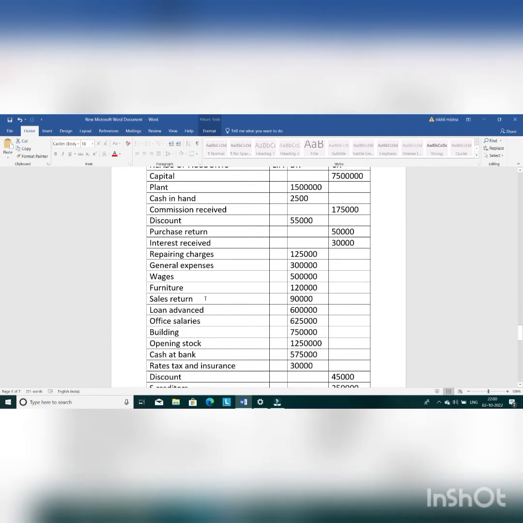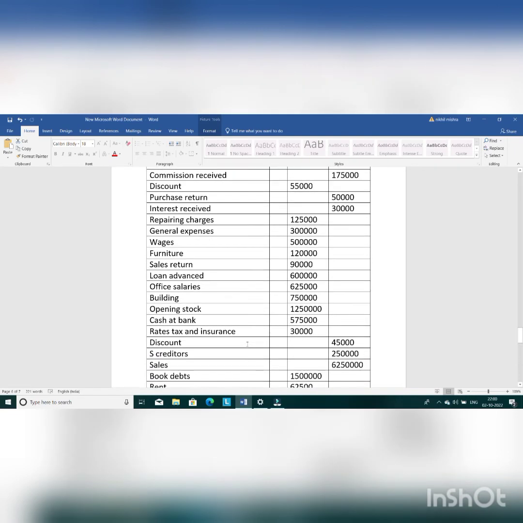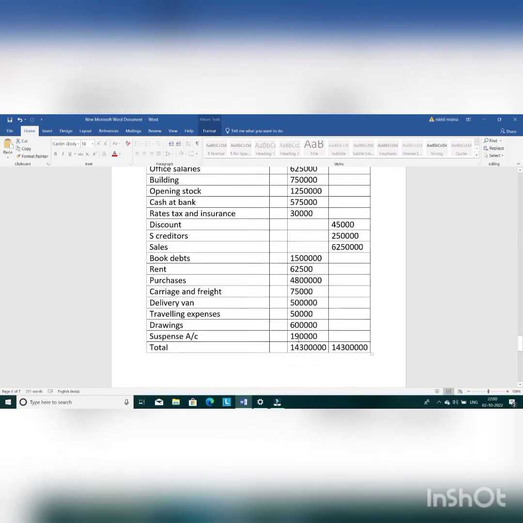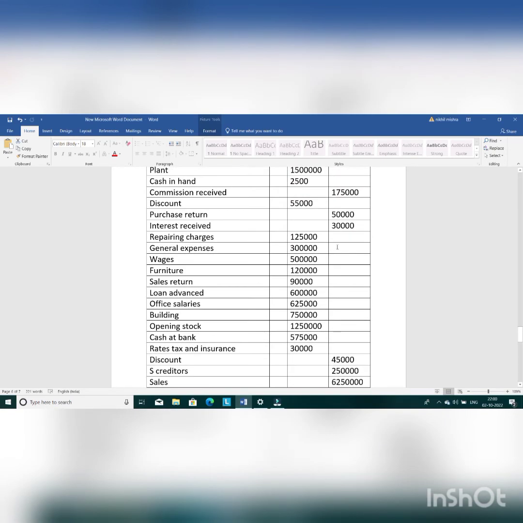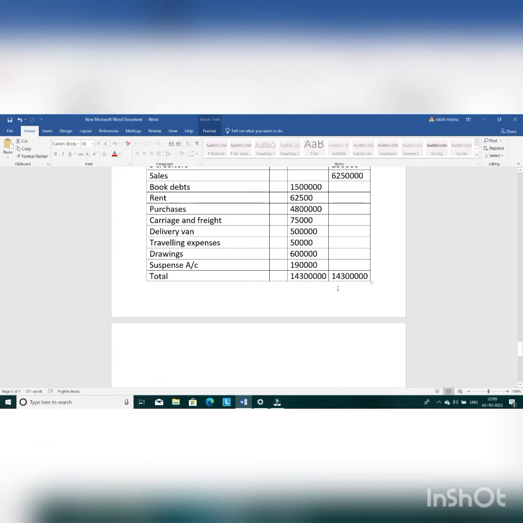Using the same method, I have listed all the items here, respectively in debit and credit column, I have written the amounts. After that, when I added, what I saw, in credit column I am getting a total of 1 crore 43 lakh. Okay, 1 crore 43 lakh I am getting in credit column.